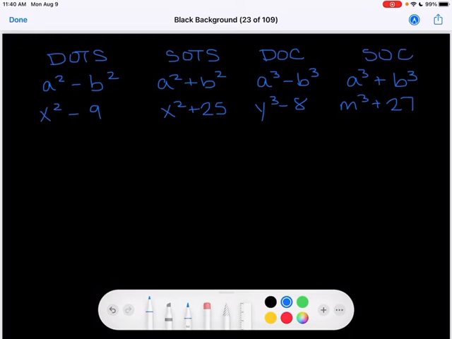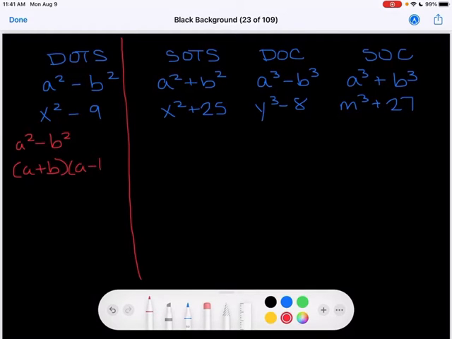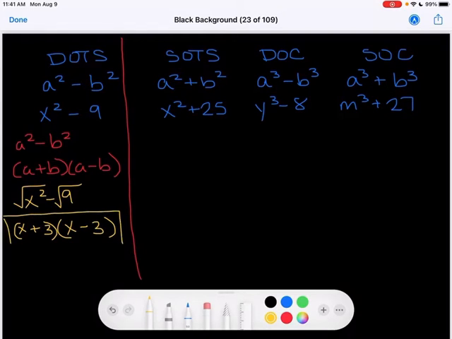Now, a difference of two squares, a squared minus b squared, will factor into a plus b times a minus b. You get a and b by taking the square root of a squared and the square root of b squared. So for our example, we had x squared minus 9. I'm going to get two of these parentheses. One's going to be plus, one's going to be minus. The square root of x squared is x, so that goes in the front. The square root of 9 is 3, so that goes here. So that becomes x plus 3 times x minus 3.